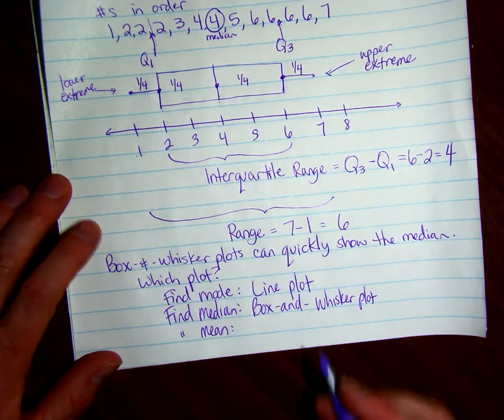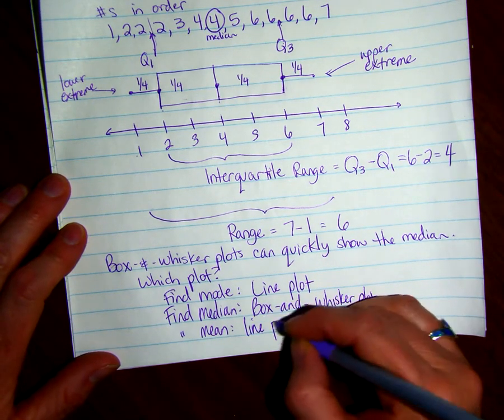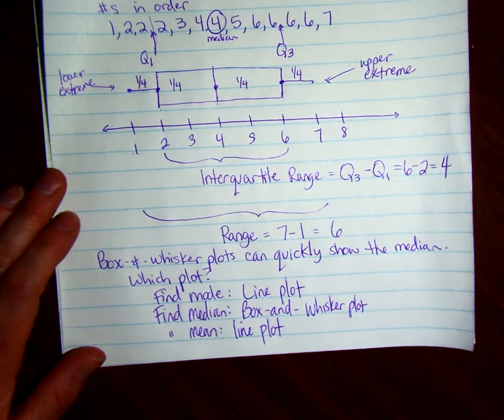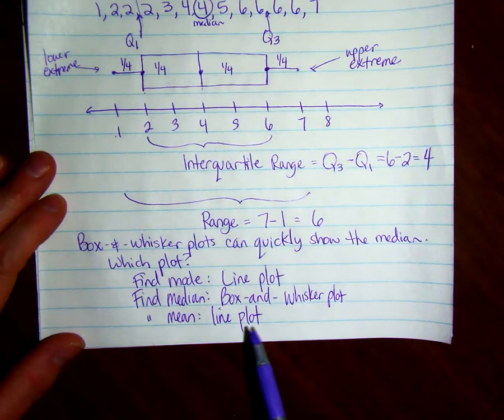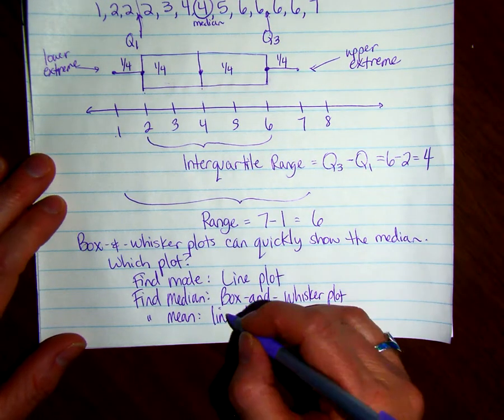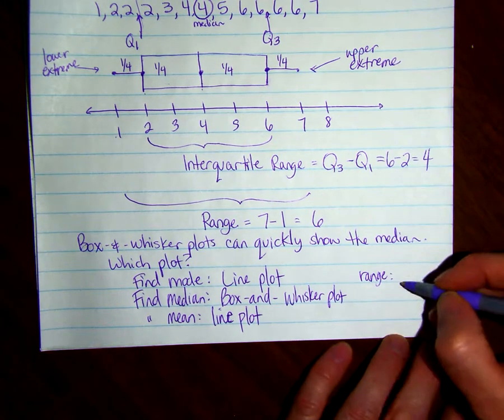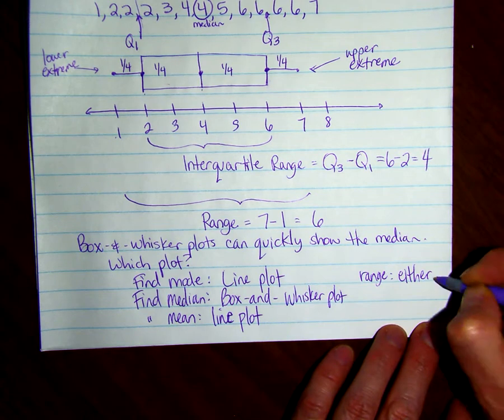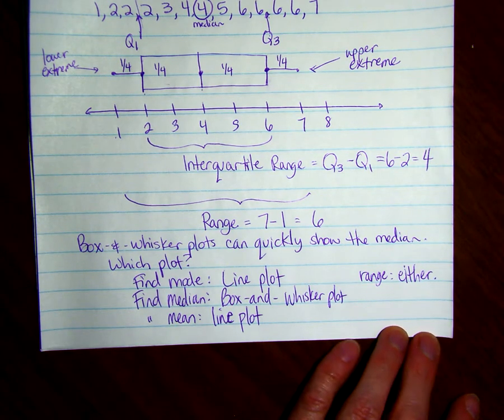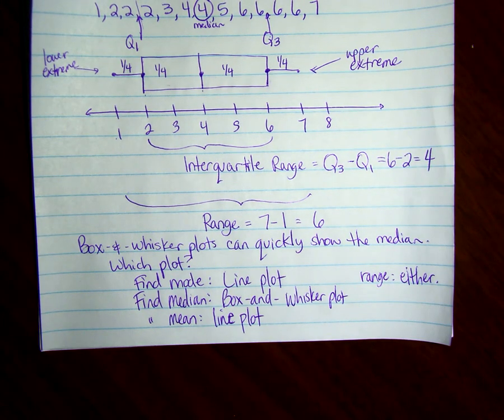You would have to use the line plot because on the box and whisker plot you can't tell what each of the values are, but you could on the line plot. You could find them and then add them and divide by how many. To find the range, you could actually use either of those 2 plots to find the biggest minus the smallest. And that's the end of the lesson.